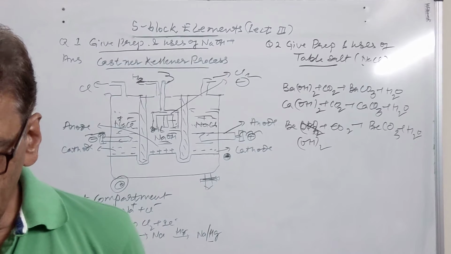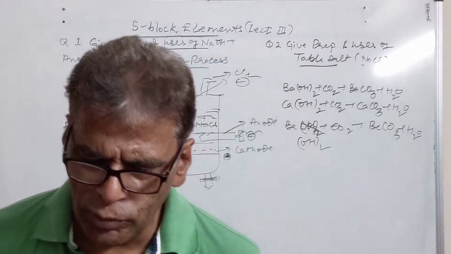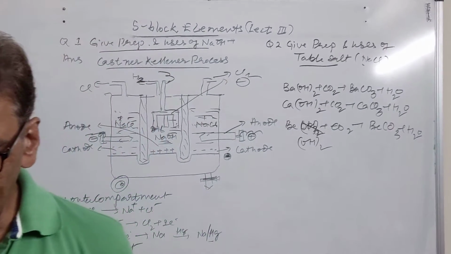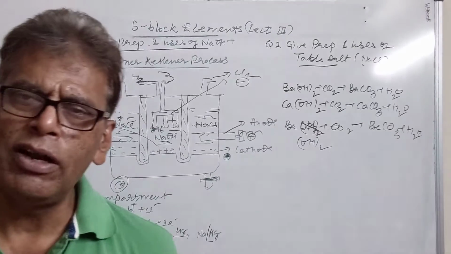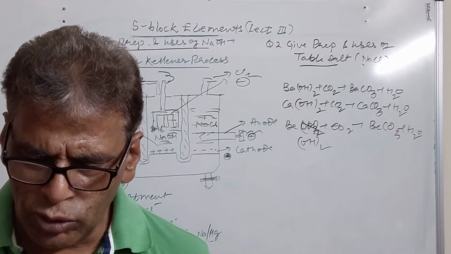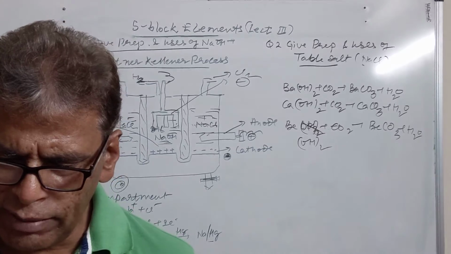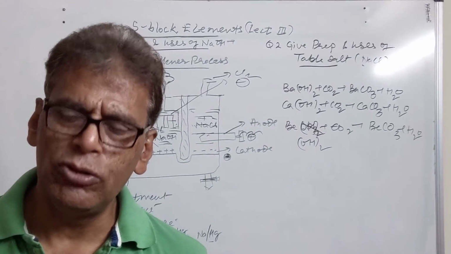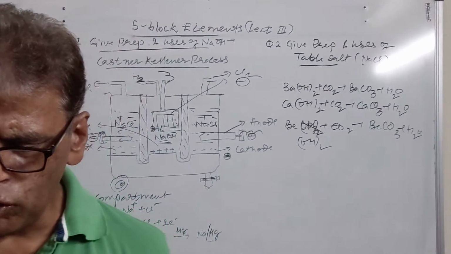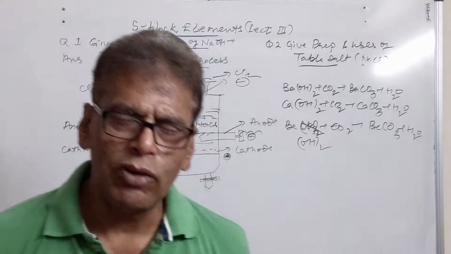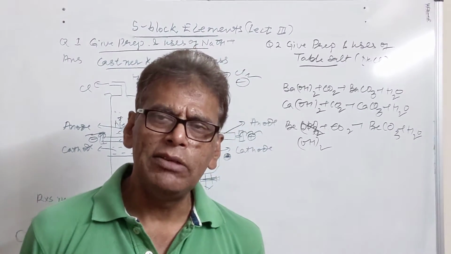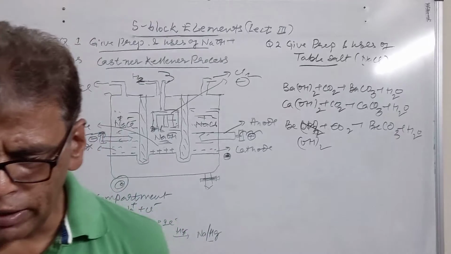That's why the basic character of the hydroxides increases when we move top to bottom. Then comment upon the halides of group 2 elements. All the dihalides have the general formula MCl2. The halides of beryllium are polymeric in nature. Due to the small size of beryllium, it forms polymers, and the chloride bridges are stabilized by the small size of the beryllium atom.